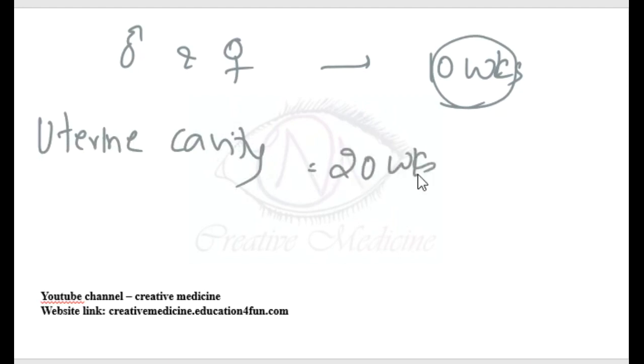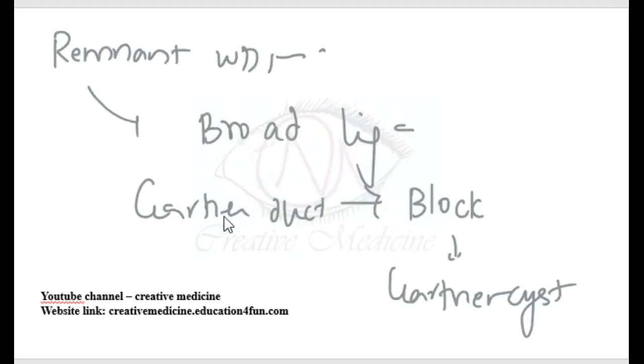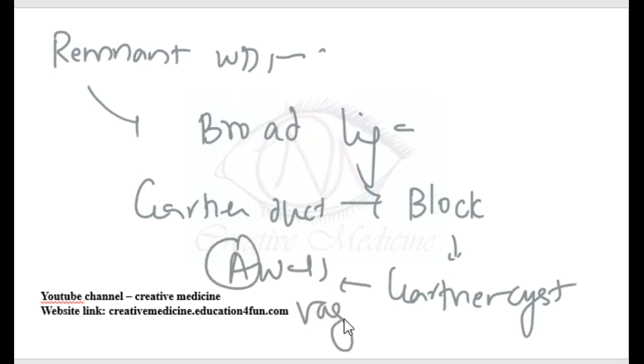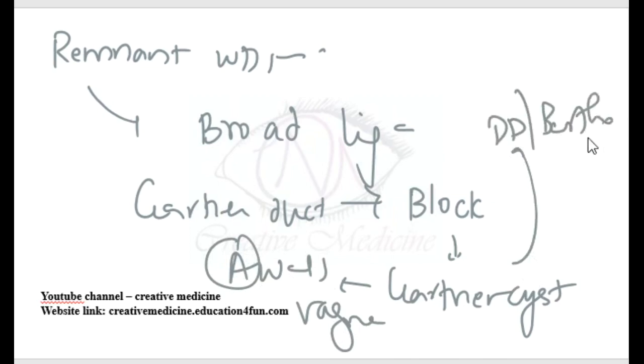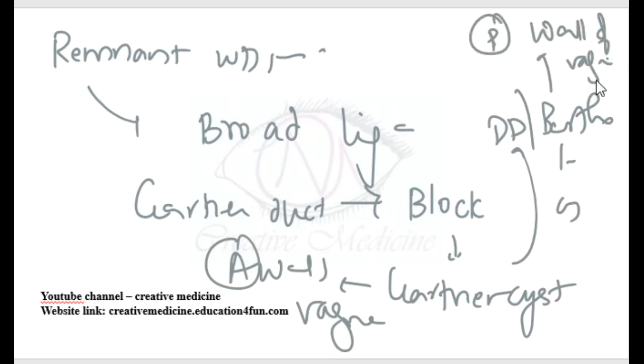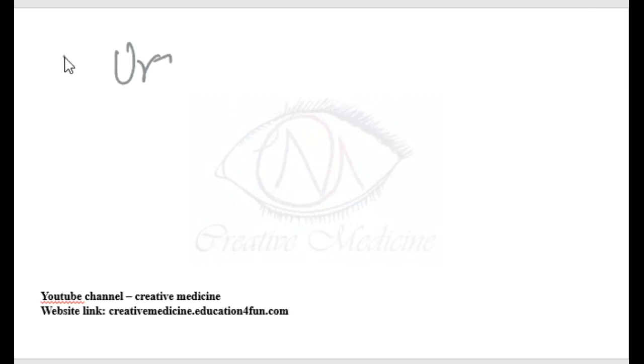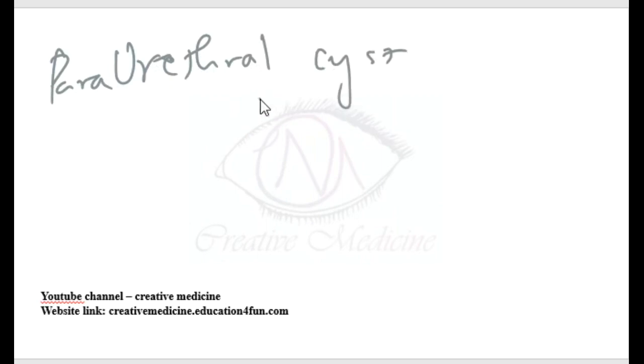Gartner's cyst is located in the anterior wall of the vagina. The differential diagnosis of Gartner's cyst is the Bartholin cyst, which is located in the posterior wall of vagina. The cyst which is just adjacent to the urethra is called paraurethral cyst. The most common cyst in the vagina or vulva is the inclusion cyst.